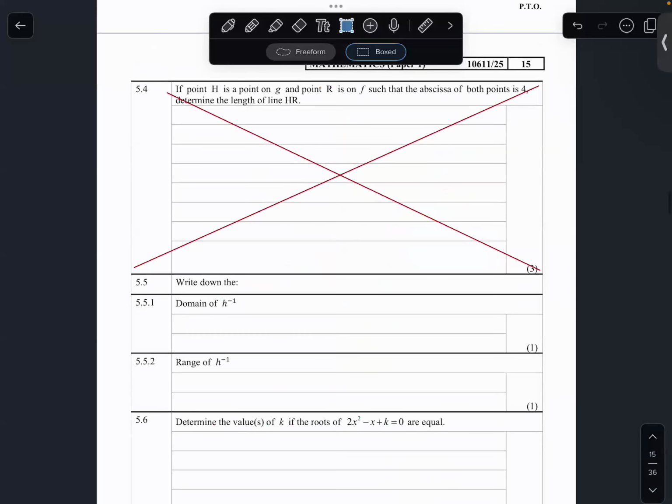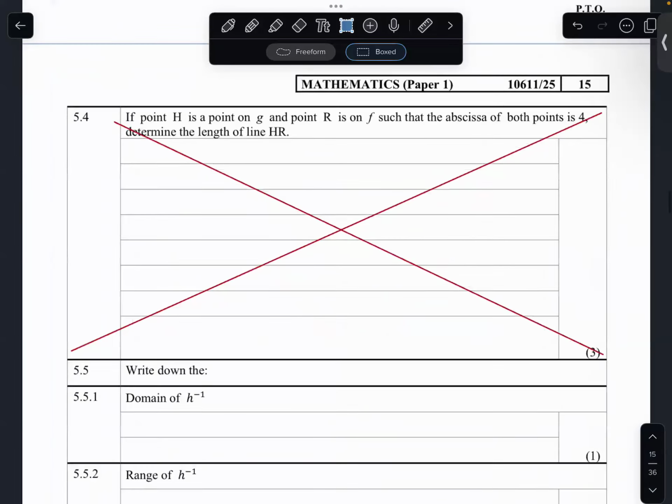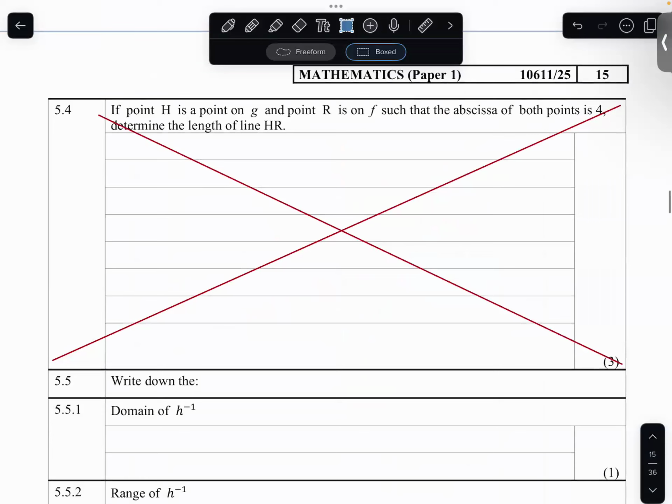Okay, let's move on. 5.4 was this abscissa question. They took it out. They asked us to mark it without this question, but it wasn't a difficult question. Abscissa just means x value, and the length of HR, of line HR, was just a vertical distance between two graphs. So all you had to do was go HR is equal to top graph minus bottom graph, and then sub in the x value to get the length of HR. It was pretty simple, right?